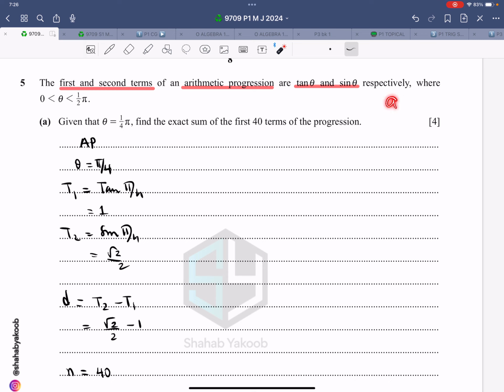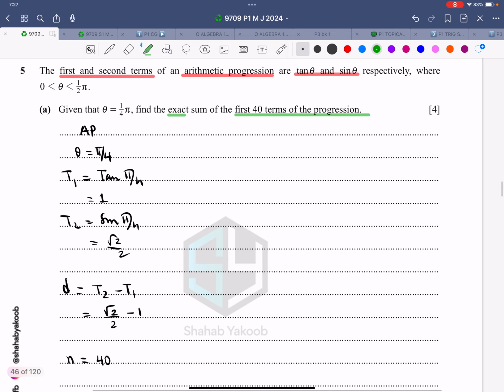That means we are dealing with acute angles, and when we are dealing with acute angles, sine is positive, tangent is positive. Now given that theta is pi by 4, find the exact sum of the first 40 terms. So exact means either the surd form or in terms of pi or fractions for the first 40 terms of this progression. So what do we do?